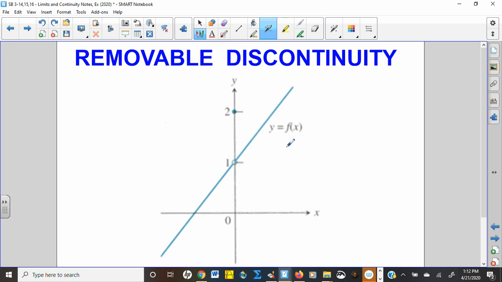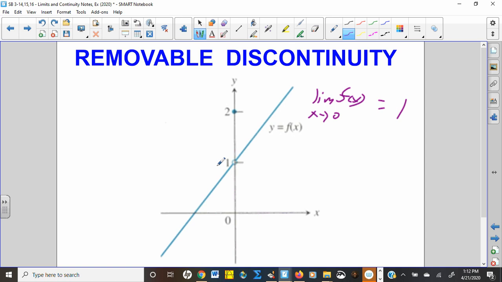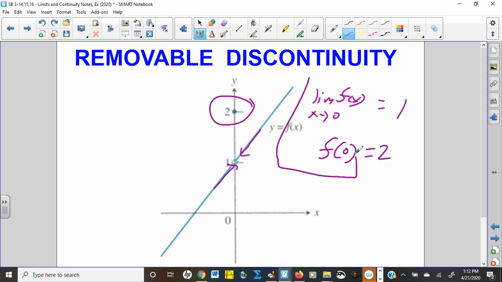So the limit, what we would say is, let me go ahead and jot this down for you, just because we're so good with limit notation and all that kind of stuff now, right? The limit of f of x as x approaches 0 is equal to 1. The height from both sides is definitely a height of 1. However, f of 0 itself, right? F of 0, well, look at that. It's up here. It's 2.